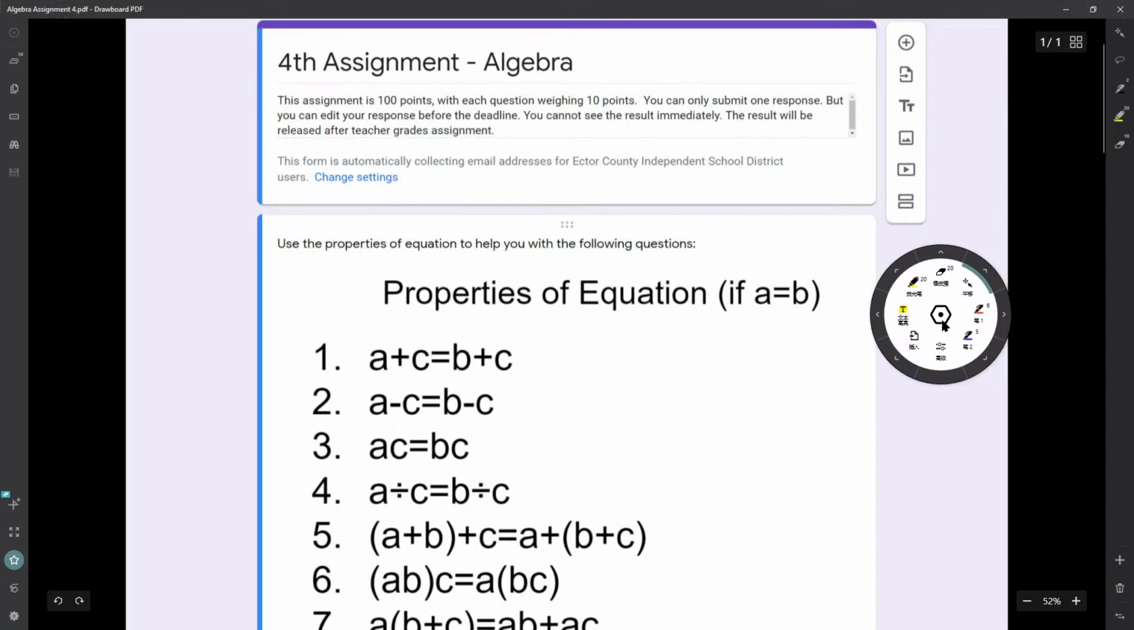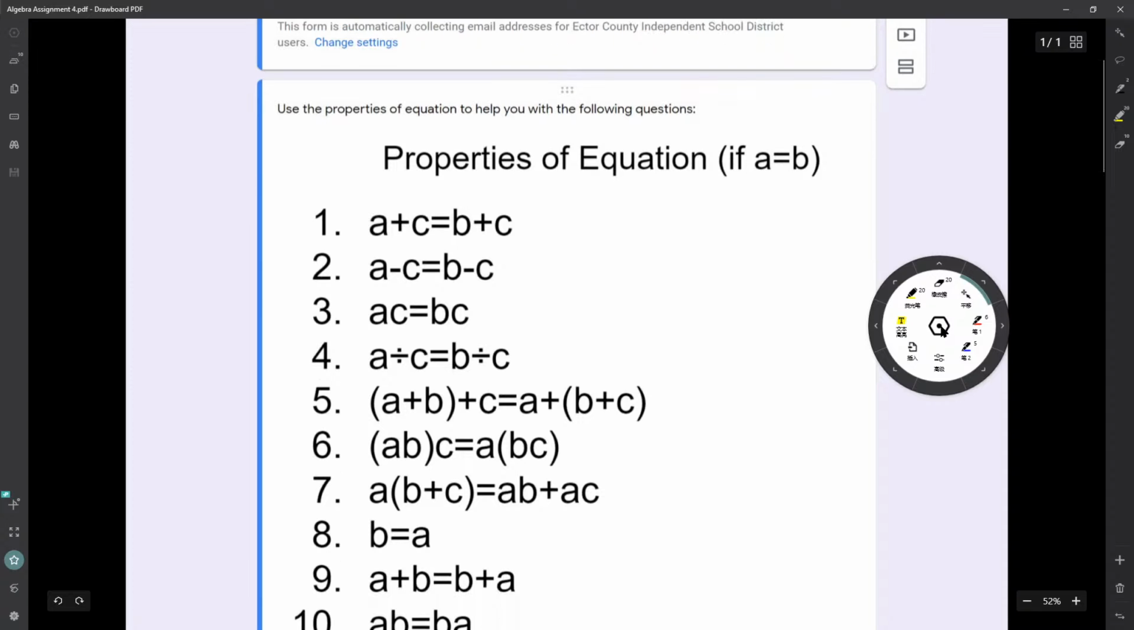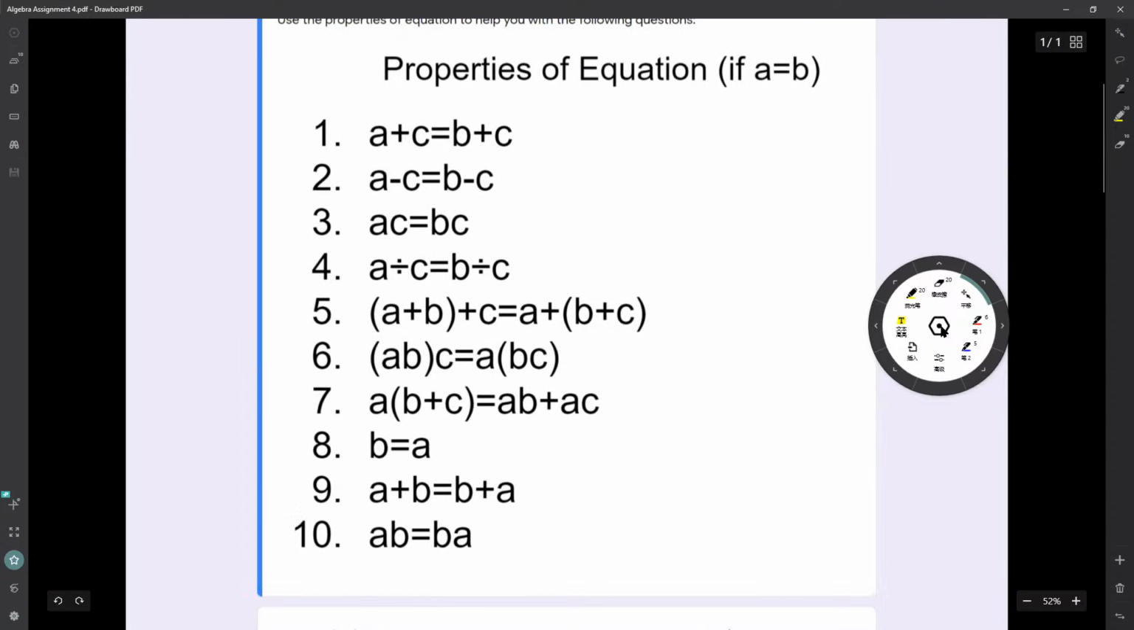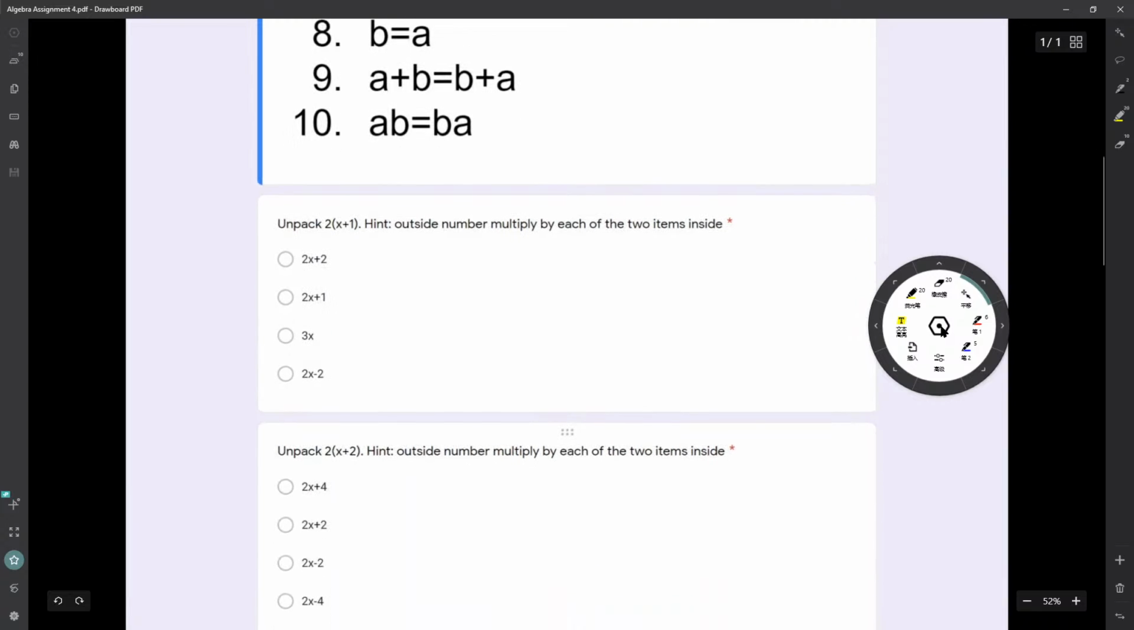Okay, let me help you with the questions in the fourth assignment of algebra. To begin with, this is also about using the properties of equation to solve the equations. So we just need to use the properties, and let's go through all of these questions.